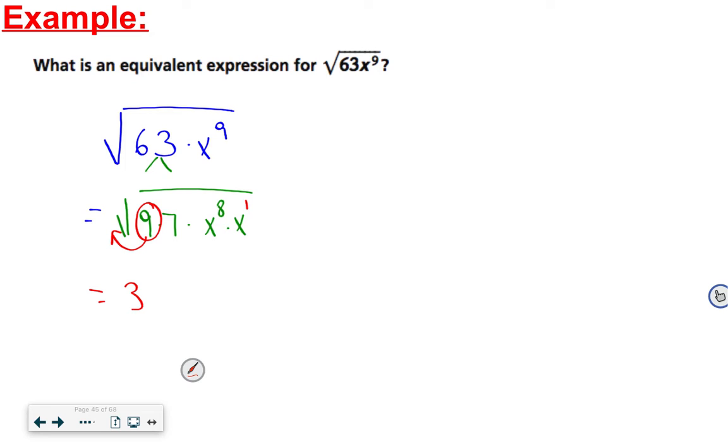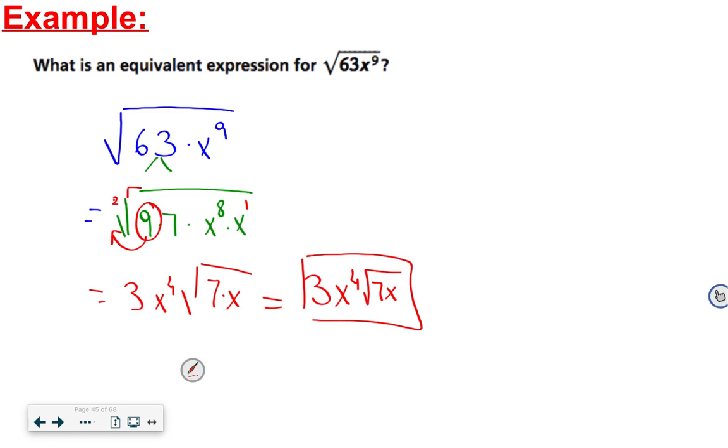So, what about x to the power 8? Remember that, ladies and gentlemen, the degree of the root is 2. That's why 8 divided by 2 is 4. So x to the power 8 can be taken out of the root as x to the power 4. What is left inside the radical? 7 times x. If you simplify this, you will get 3 times x to the power 4 radical 7x is the simplest form of your expression.